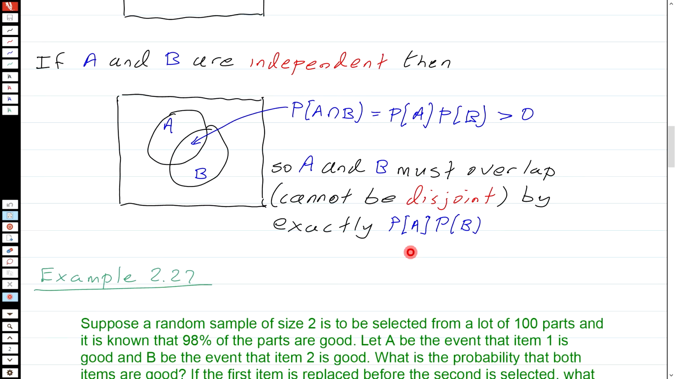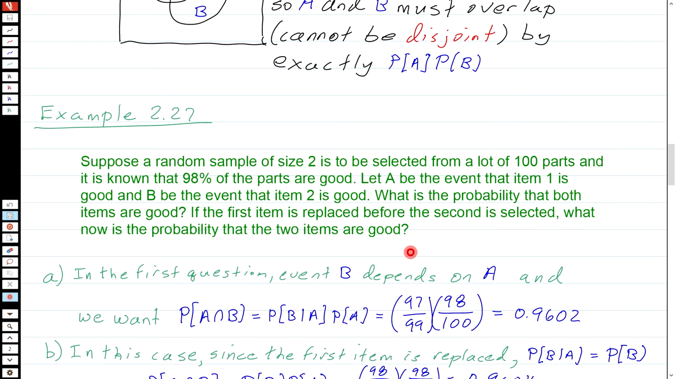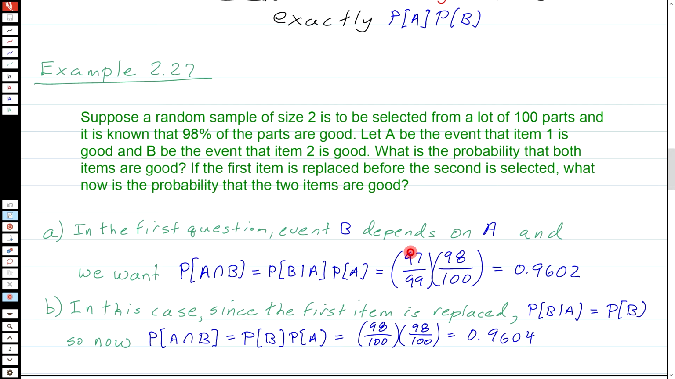Let's look at some examples to illustrate this. Suppose a random sample of size 2 is to be selected from a lot of 100 parts, and it is known that 98% of the parts are good. Let A be the event that item 1 is good and B the event that item 2 is good. What is the probability that both items are good? If the first item is replaced before the second is selected, what now is the probability that the two items are good? Let's look at the first one first, and let's assume that we keep the first item.